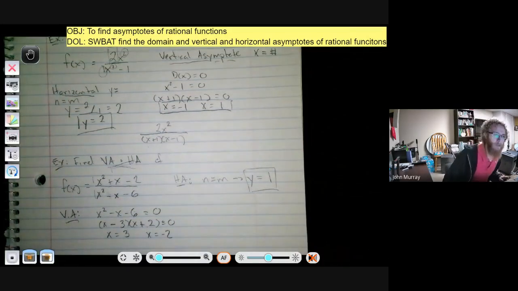Let's look at the graph. I'll take that away for a second so you can finish copying as I type it in.